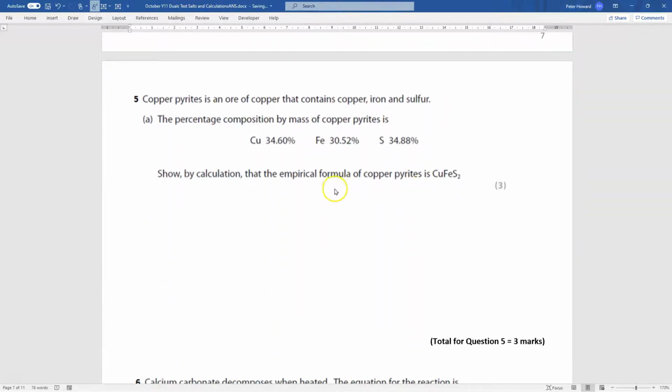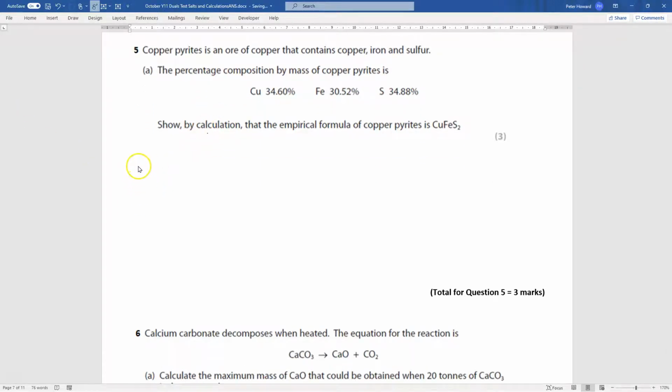The next one says, show the empirical formula of this. It's a calculation question, so that means it's something to do with moles. If we've got moles, you could think about trying to draw a magic triangle or write one equation down, which is, say, moles equals mass divided by mass of 1 mole. So we've got an equation here. Let's assume we've got 100 grams, so that means we've got 34.6 grams of copper, 30.52 grams of iron, and 34.88 grams of sulfur. So we know the masses.